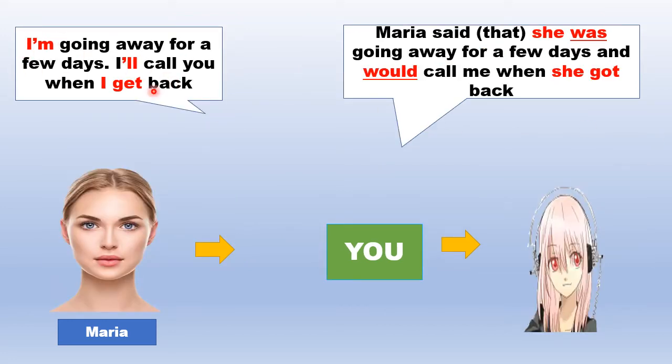I'm going away for a few days. I'll call you back when I get back. Maria said to you. Maria said that she was going away for a few days and would call me back when she got back. Am become was. Will become would. Get verb 1 become verb 2, got.